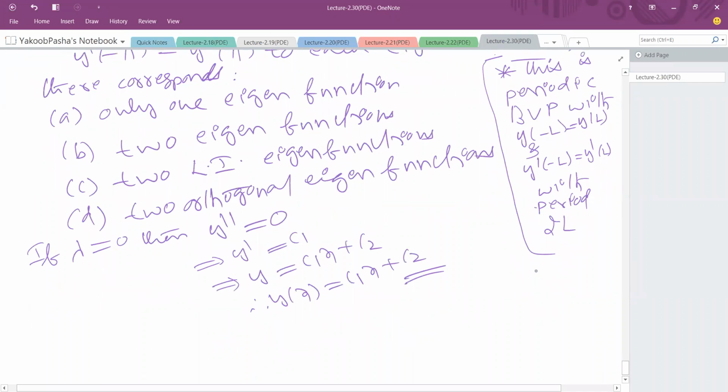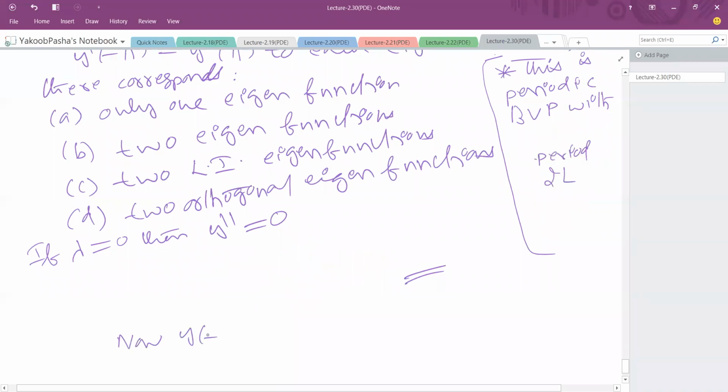First, I am taking first boundary condition. The first boundary condition is y of minus pi.